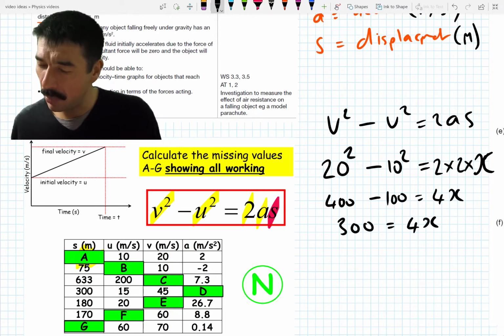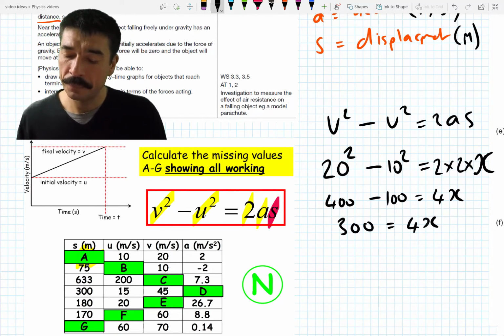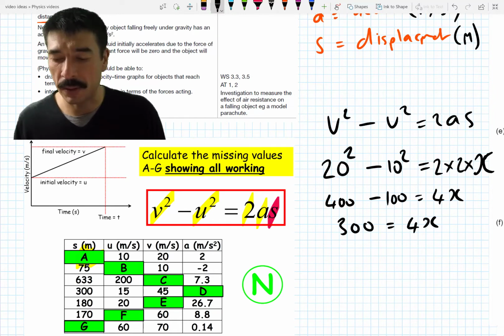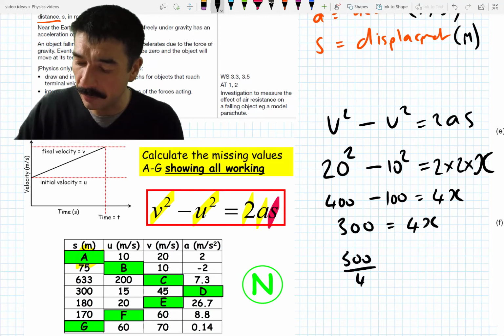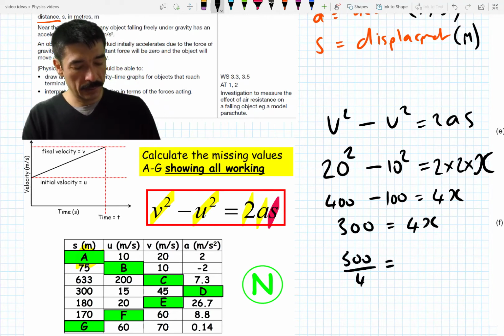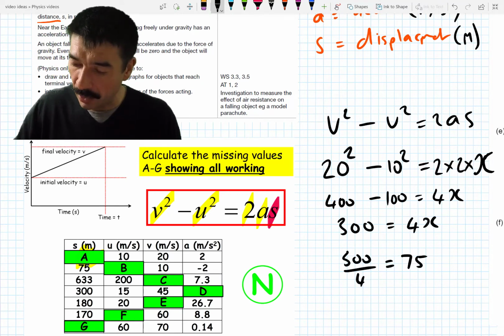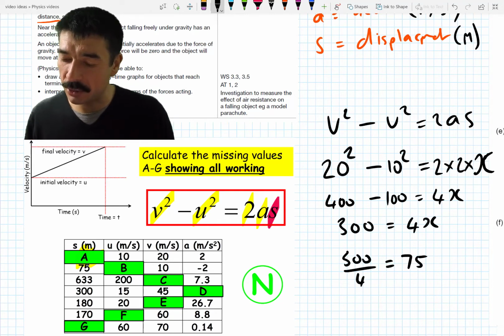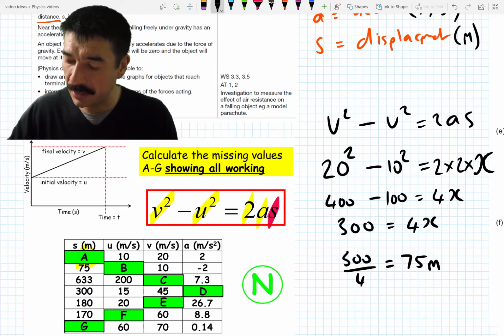So I think most students would find this relatively straightforward to rearrange from here. So if £300 buys me 4 chocolate bars, how much is each chocolate bar? I have to divide the 300 by 4. 300 divided by 4 tells me 75 what? Pounds if it was chocolate bars, but it's not chocolate bars, is it? So I was working out S, displacement, so it's 75 meters.